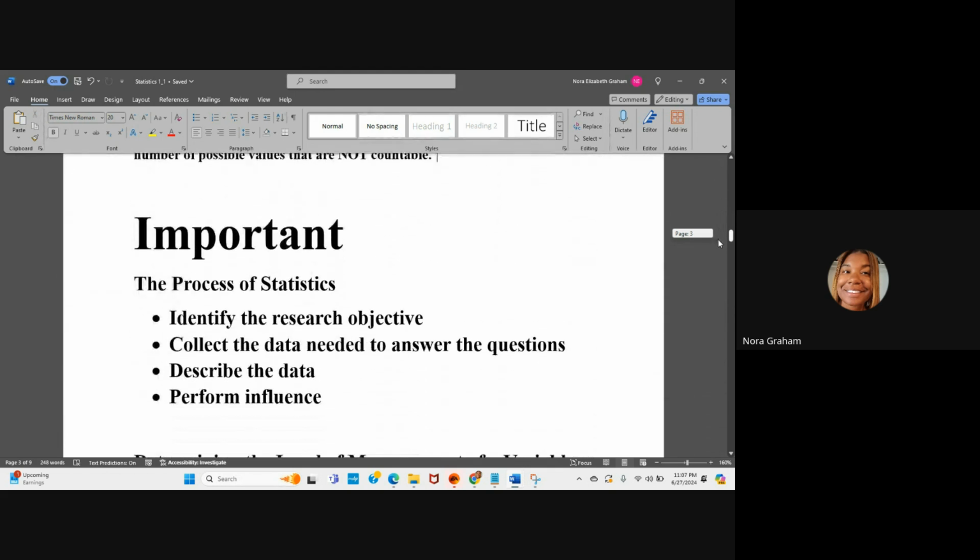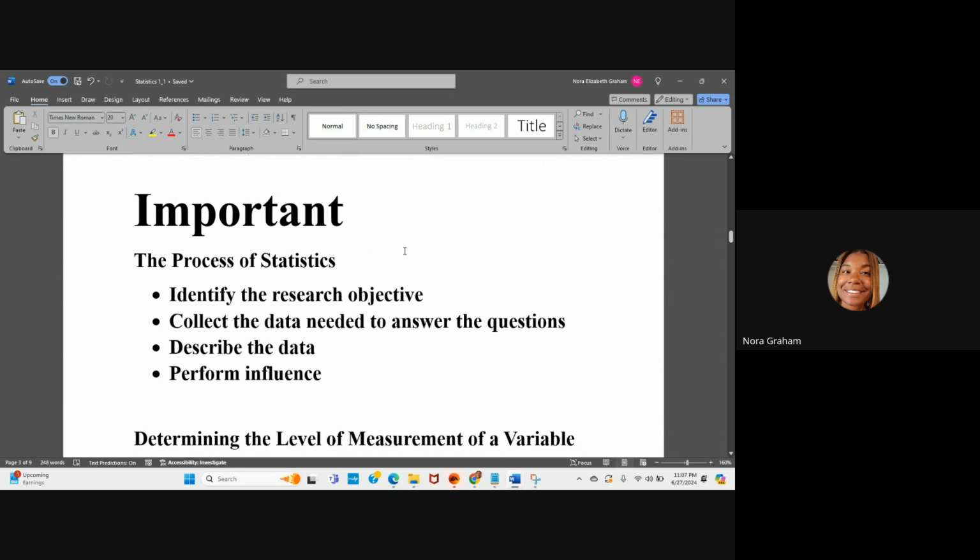Okay. So some other important things to remember is they do have the process of statistics. When you're doing statistics, it's almost like a science experiment, and you want to get the answer to something, and you want to say how accurate your answer is. So the steps that we take are these 4 steps right here.